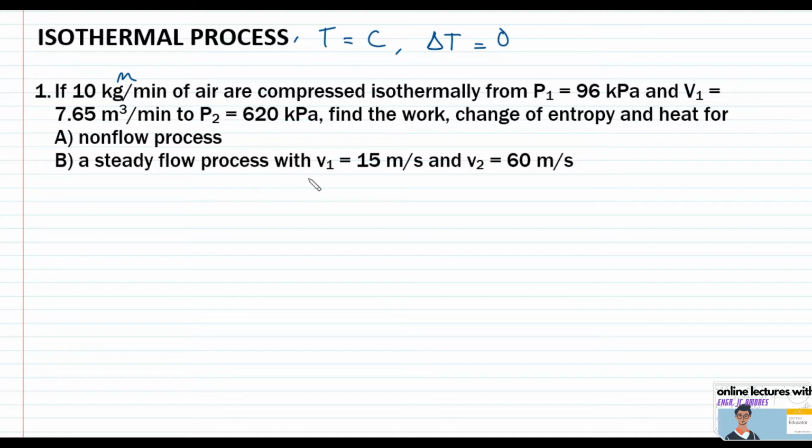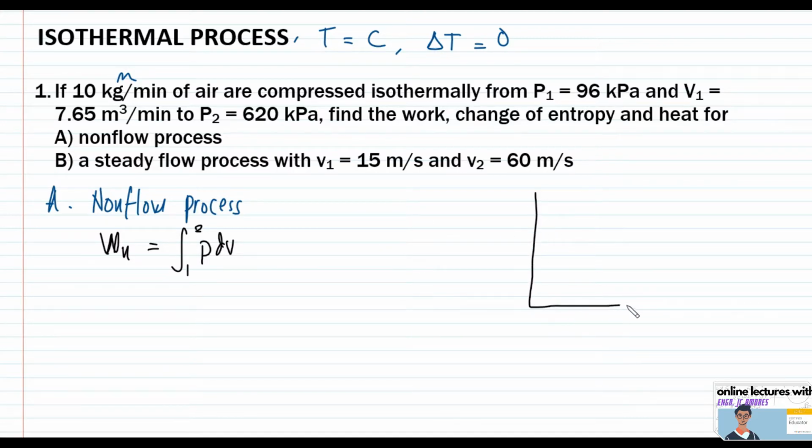The steady flow process would have a change of velocity from V1 to V2, from 15 meters per second to 60 meters per second. So let us first deal with letter A, the non-flow process. For the non-flow process, the work is W sub n, and that is equal to the integral of P dV from points 1 to 2.